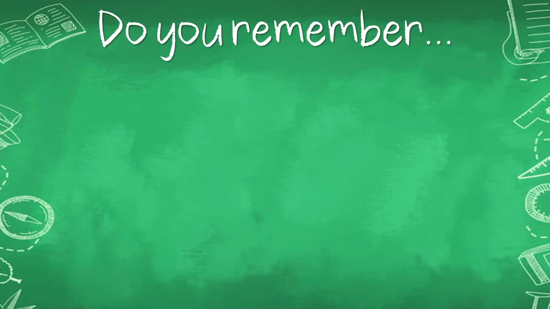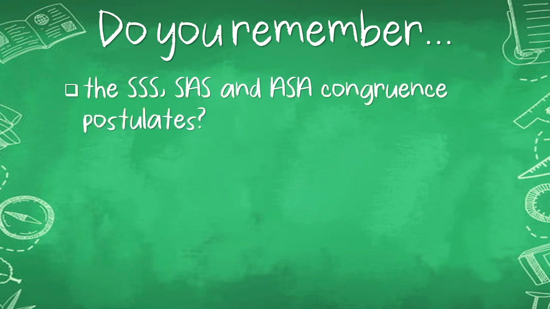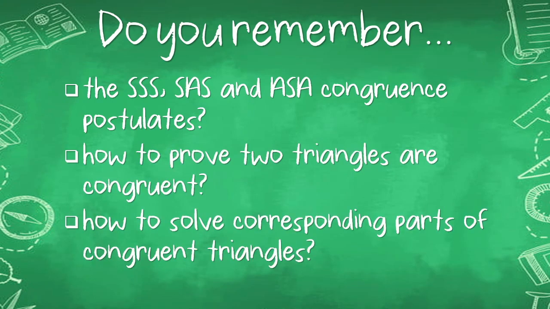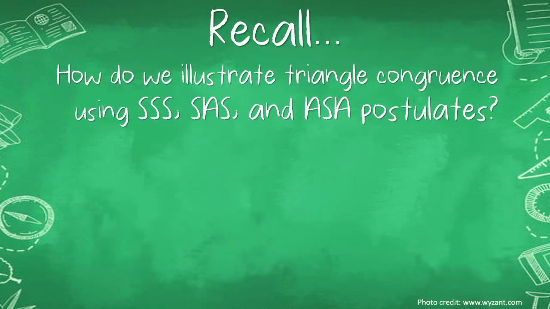Before we proceed with the discussion, let me check if you can still remember the 3 basic triangle postulates, the steps on proving that two triangles are congruent, and solving corresponding parts of congruent triangles. Worry no more! Let's take a quick recap of the SSS, SAS, and ASA congruence postulates, proof for two congruent triangles, and solutions in finding the corresponding parts of congruent triangles.